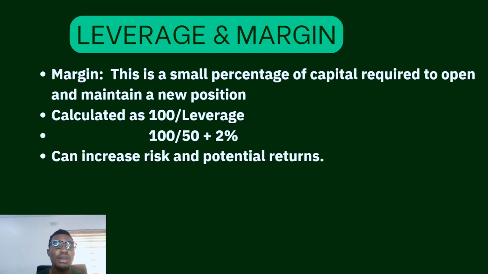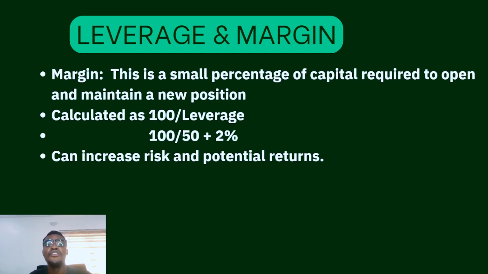A margin is simply calculated as 100 over leverage. So if I'm using the leverage like my previous example, when I was using the leverage of 1:50, 100 over 50 is equal to 2%, which means that on a $10,000 account, what I need to actually place a trade is just 2% of the $10,000 account. And this means that 2% of the $10,000 is just $2,000. This means that the margin gives you an opportunity to place a trade just using 2% of your current account.